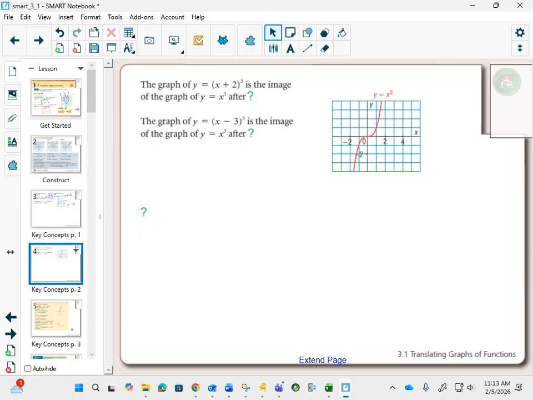And then here, another one of our graphs. Here are the key points. 1, 2, 3 for your x cubed graph. And this x plus 2 cubed. X's are liars. That would move it 2 to the left. X minus 3 cubed would move it 3 to the right.